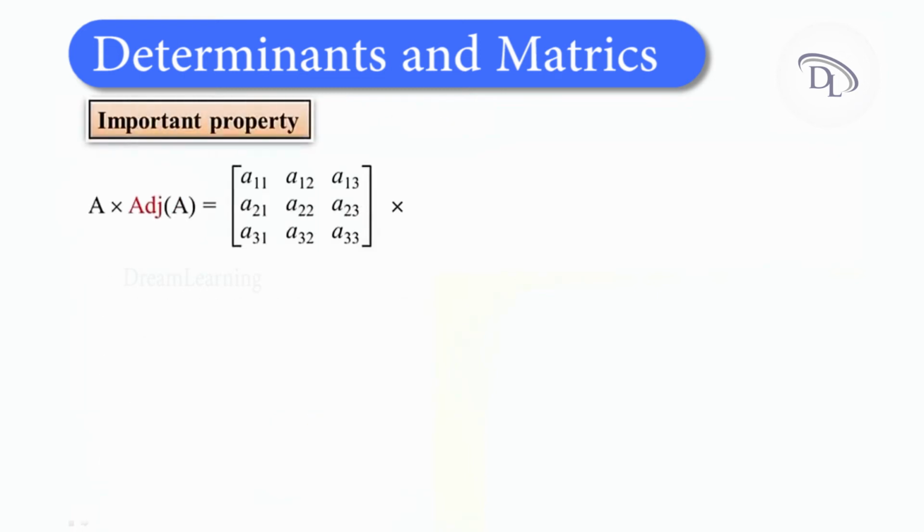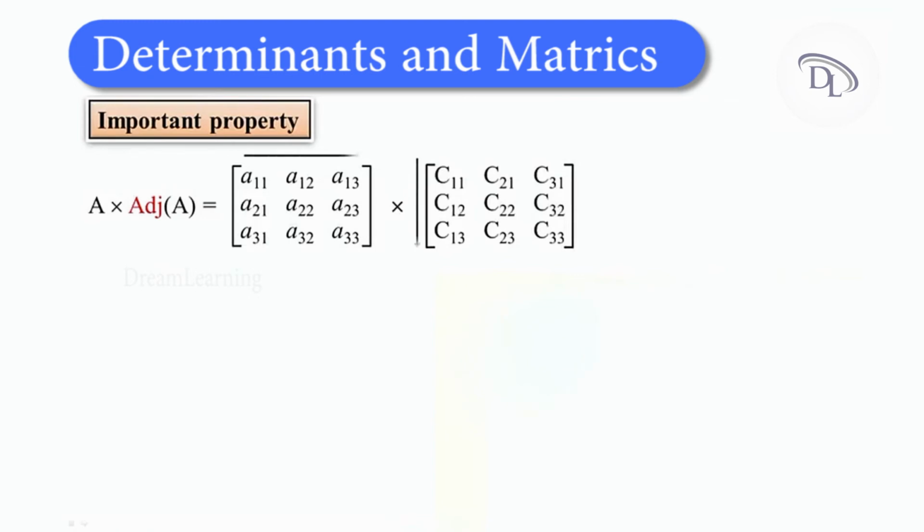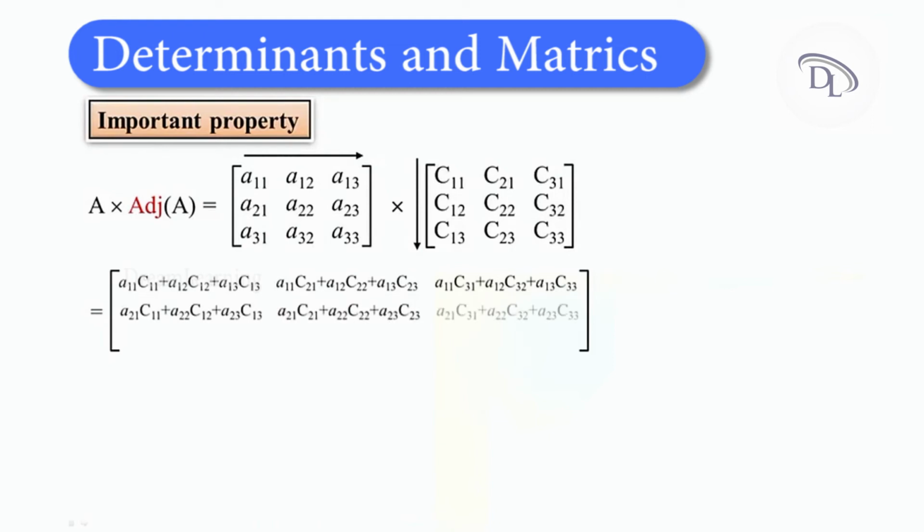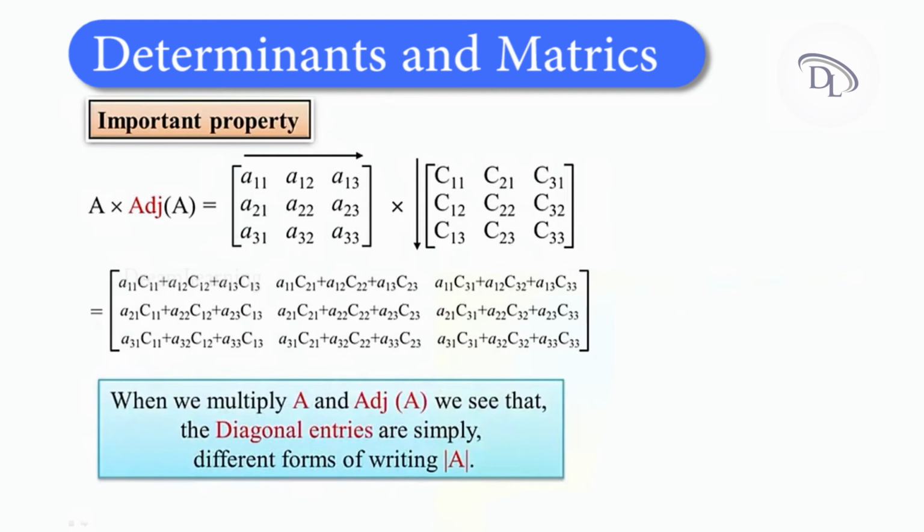Now, this is an important property of the adjoint. If we try to find the product A into adjoint A, these two get multiplied and we get this matrix, that is A11 C11 plus A12 C12 plus A13 C13 and so on. Now, when we multiply A with adjoint A, we see that the diagonal elements are simply different forms of writing the determinant of A, that is multiplying the elements with the corresponding elements of the cofactors.